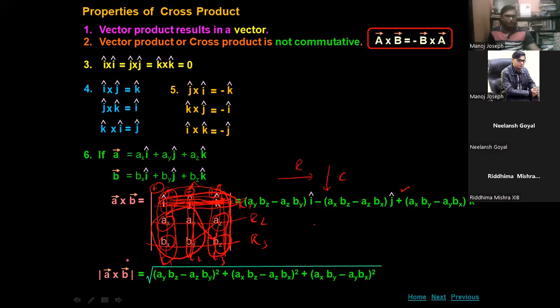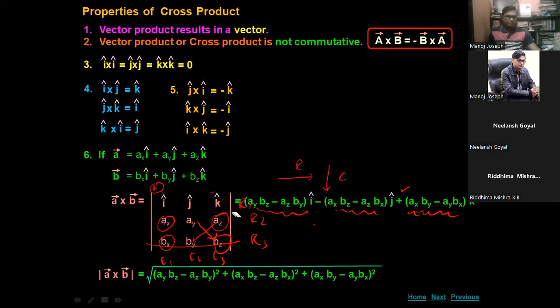So what is the magnitude? The magnitude of A cross B is the square root of the sum of the squares of the three components of the vector. That means (ay bz minus az by) squared plus (az bx minus ax bz) squared plus (ax by minus ay bx) squared. This is called the magnitude of the cross product. Now you can note it or you can take a screenshot.